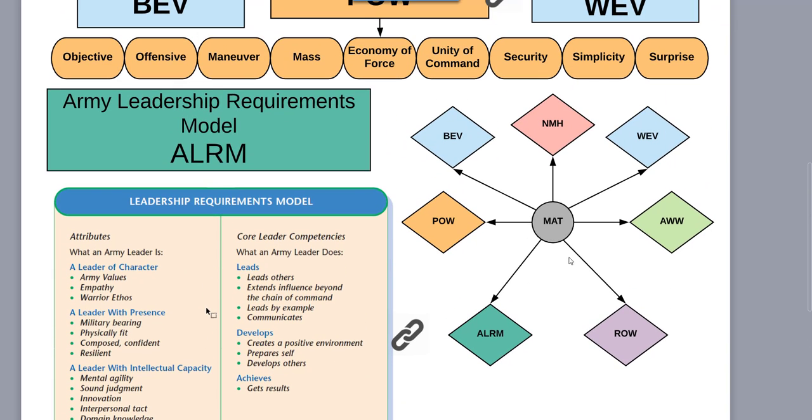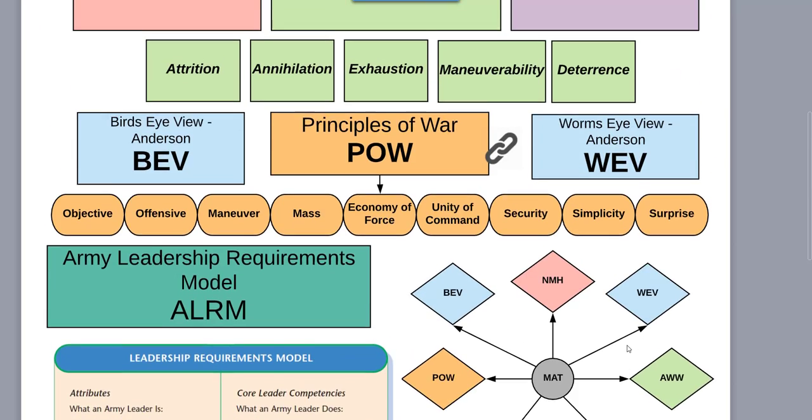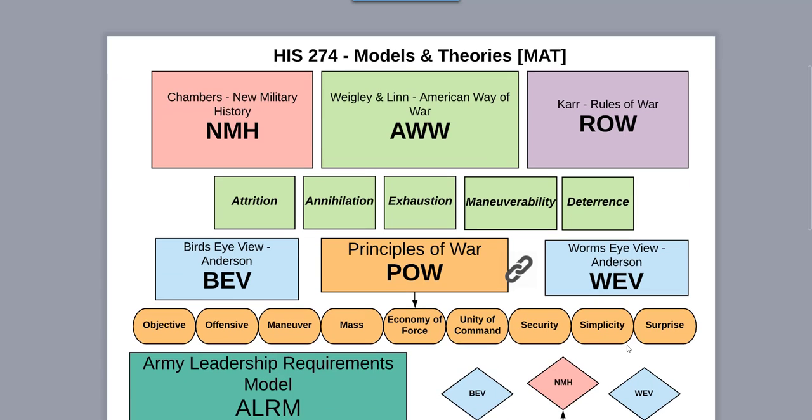So in a nutshell, we can summarize MAT and all of these different aspects: the new military history, the American way of war, the principles of war, the bird's eye view and worm's eye view, the Army leadership requirements model, and certainly the rules of war. Please use this as a great conceptual framework as we move through the course together.